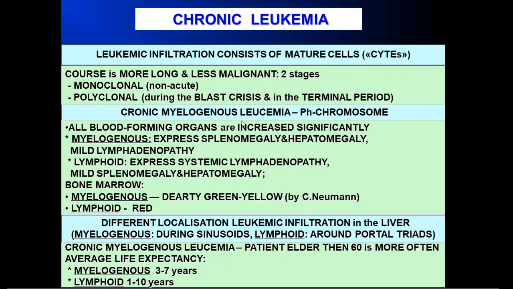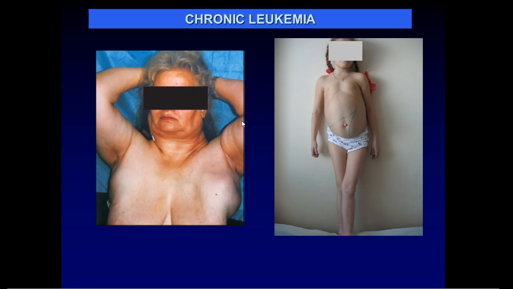So average life expectancy. Unfortunately, myelogenous leukemia has no more than 5-7 years, and lymphoid has a better prognosis, so around 10 and probably more years. So, and right now let's see all these features on the examples.